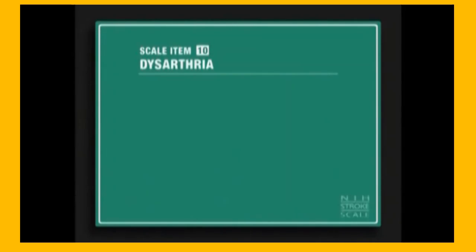Let's look at how this scale item is scored. Score a 0 for patients with normal speech who read all words without slurring. Score a 1 for patients with mild to moderate speech defects and some slurring, but who can be understood.